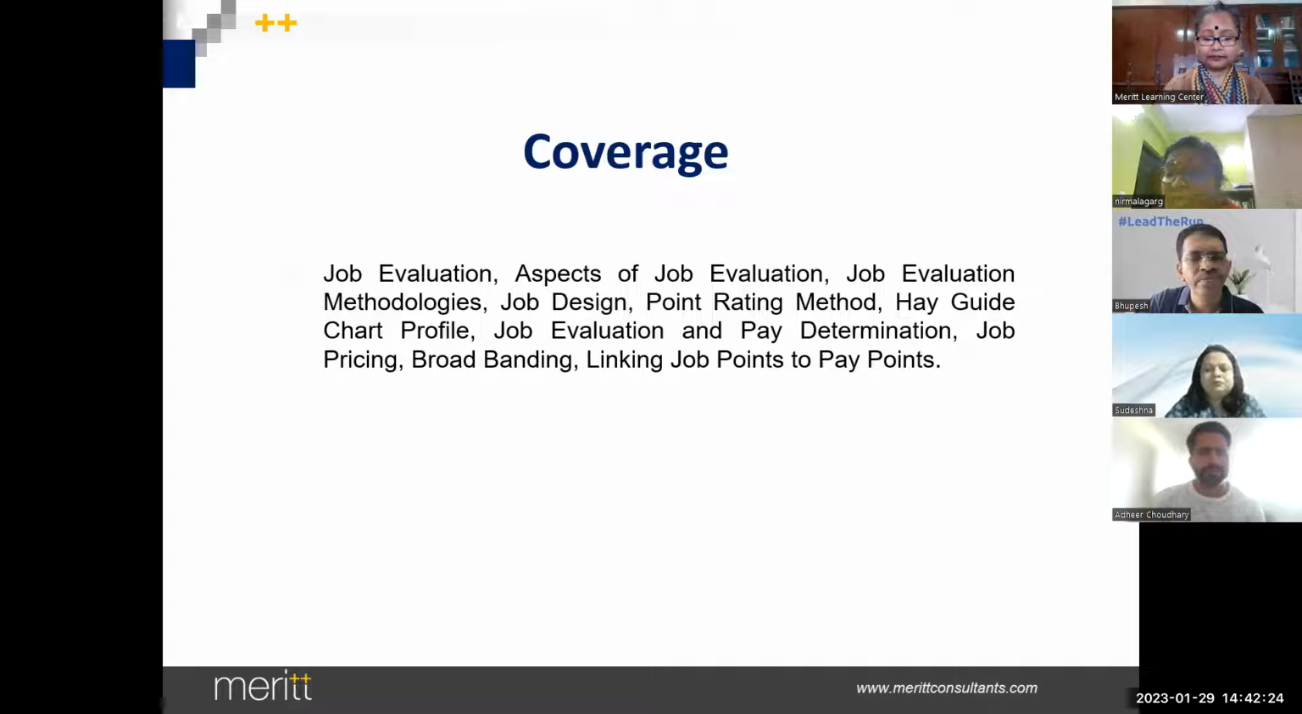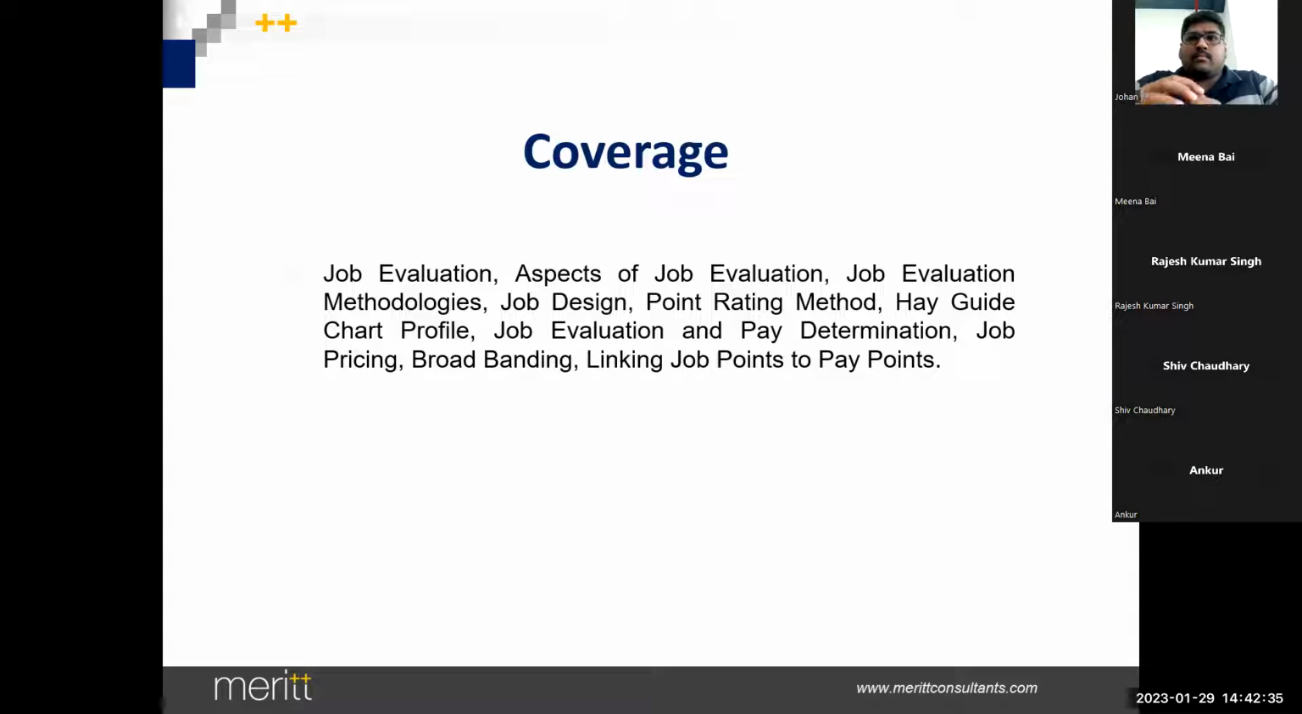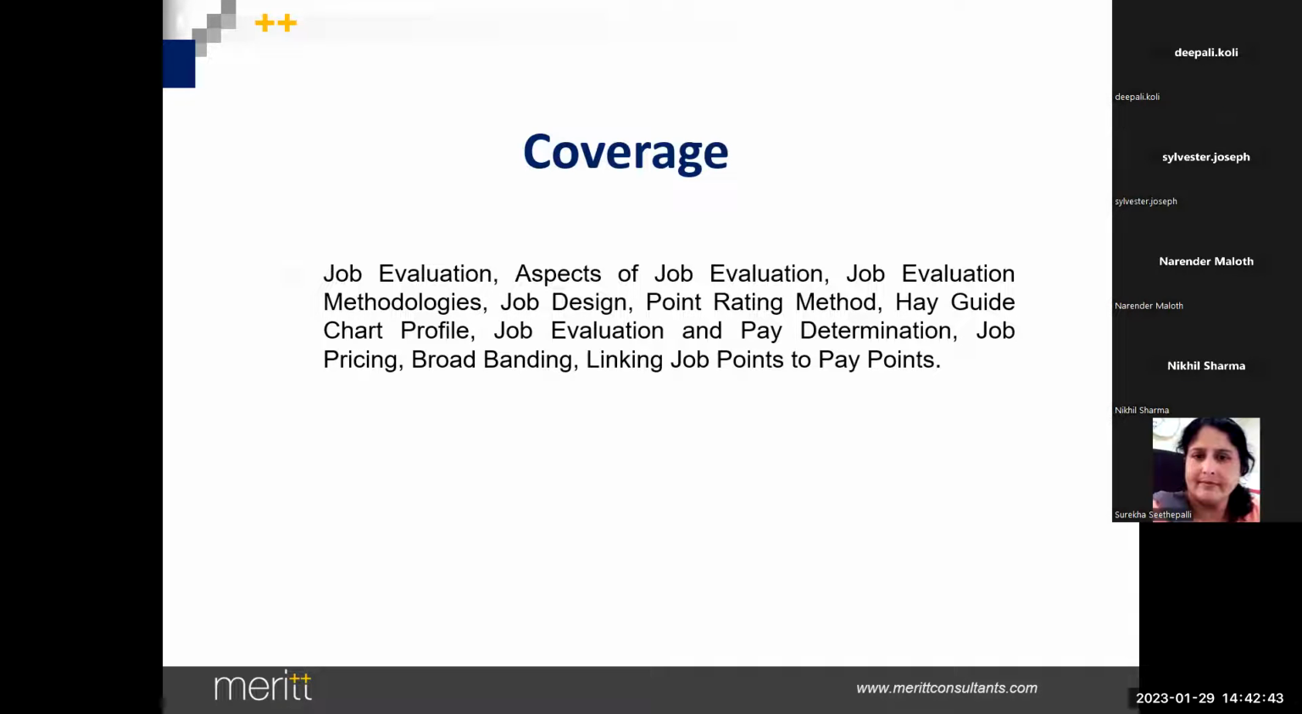That means evaluating jobs for their worth. We're going to talk about methods like the factor method, that is the grading method, and also the point rating method and the Hay method. Both of these methods, the grading method and the point rating method, we would probably cover today. The Hay method I will touch upon, and then we will go into more detail on how to calculate points as per the Hay guide in the next session.